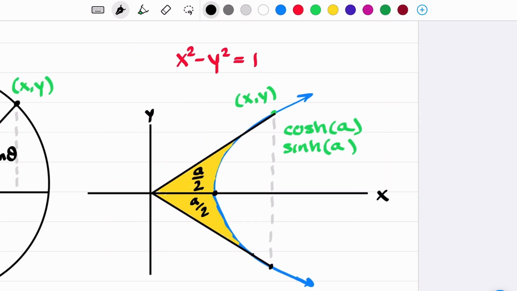Now, a quick little aside here for why we can't rely on angles to define. I'm going to continue our hyperbola out and draw in an angle of theta here.